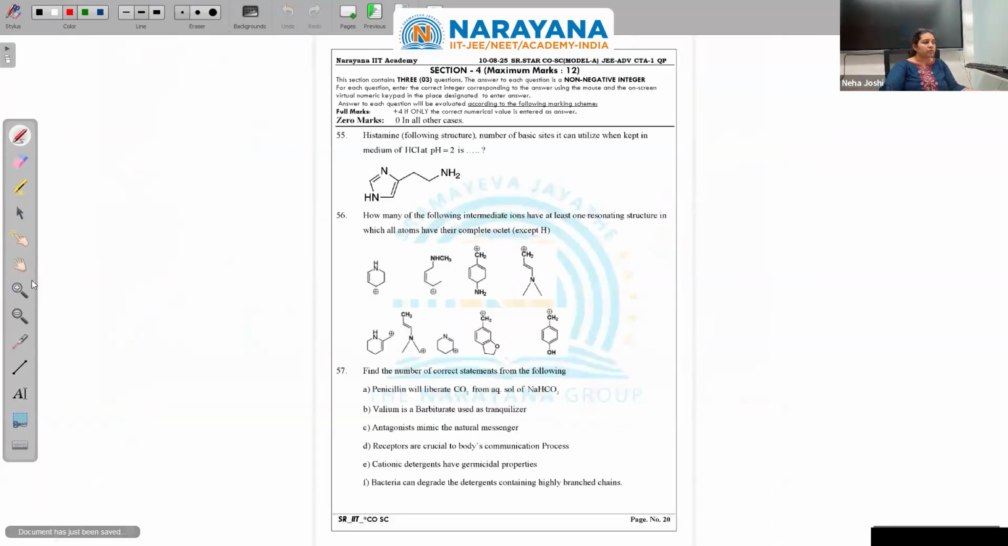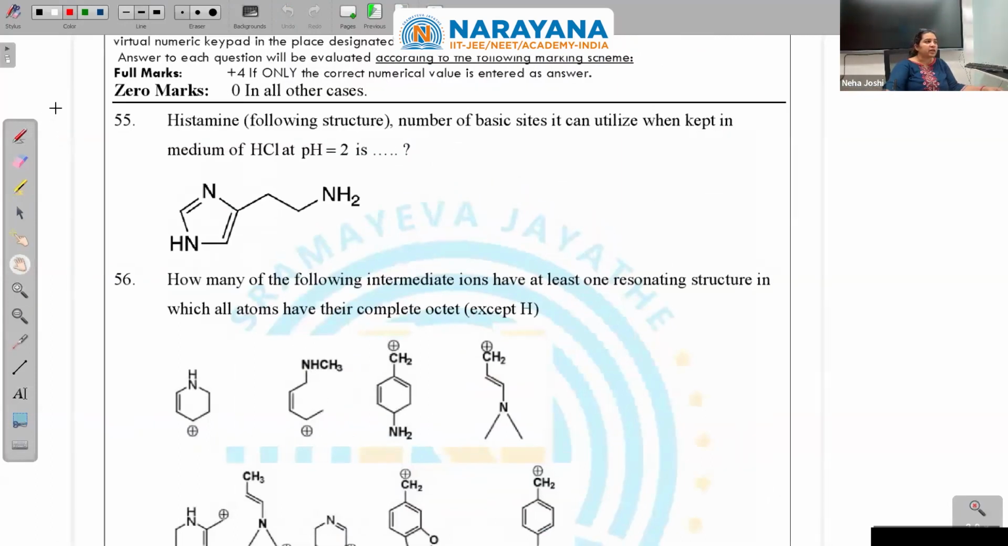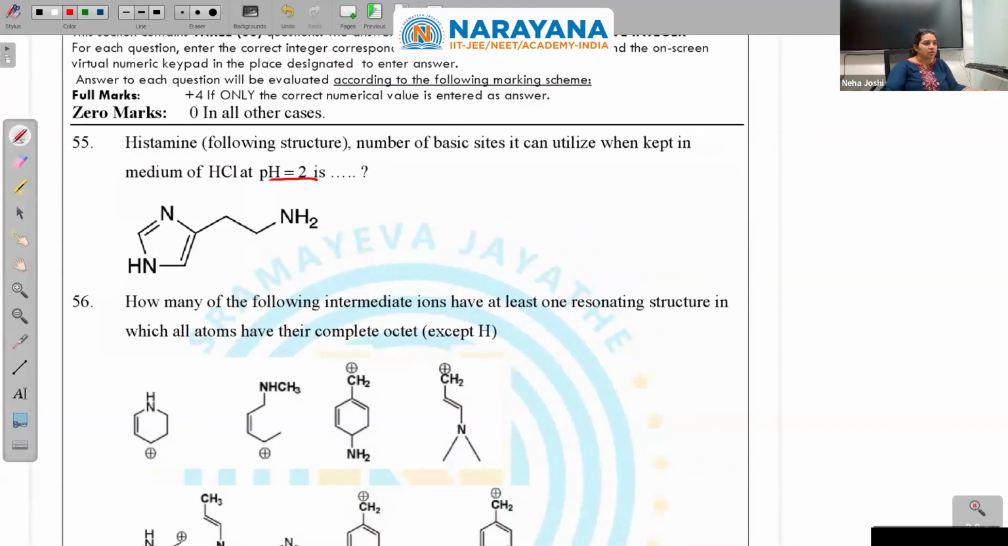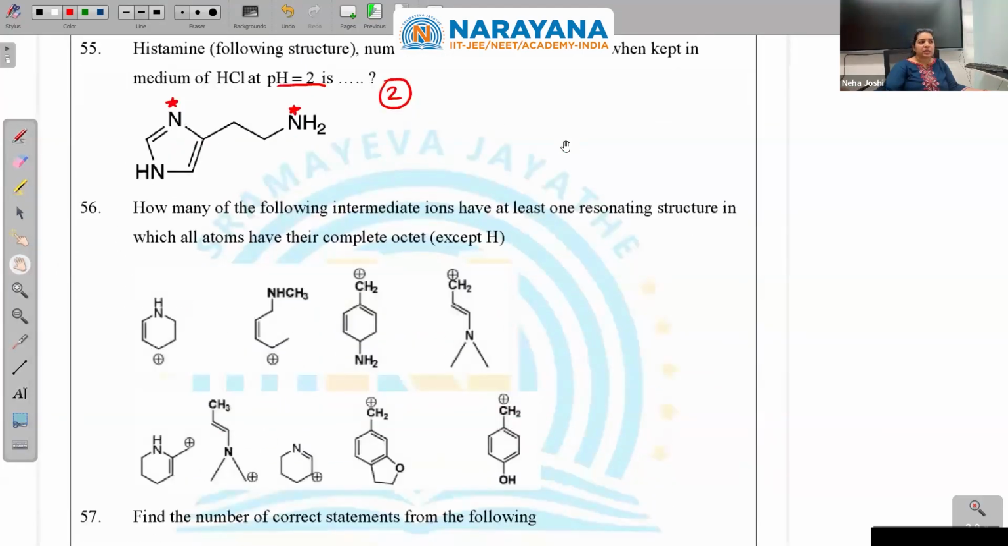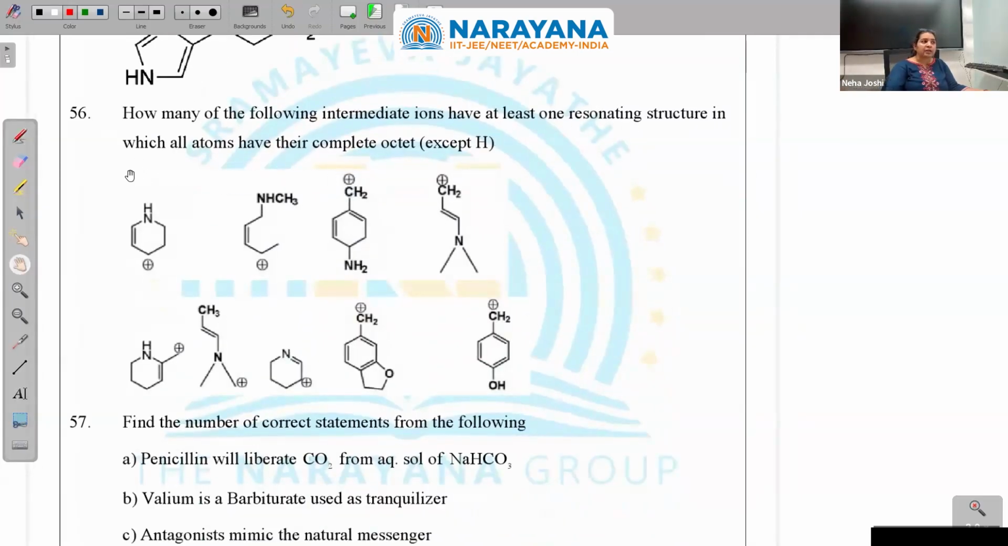Moving to question number 55. Histamine, number of basic sites it can utilize when kept in a medium of pH 2. Answer is 2, 1, and second. This is acidic. How many of the following intermediate ions have at least one resonating structure in which all the atoms have their complete octet?